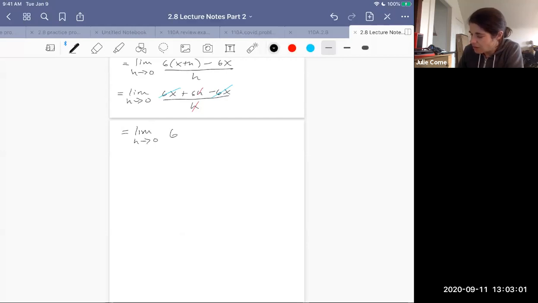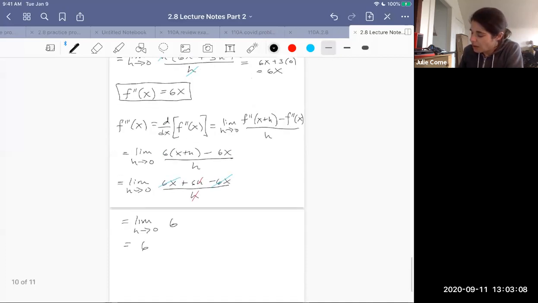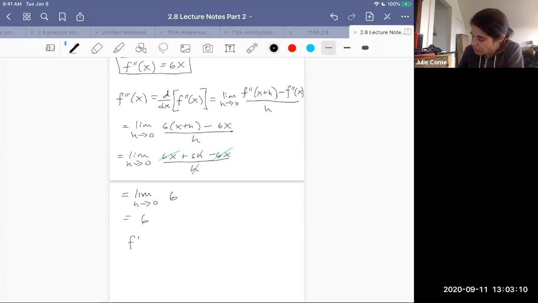And now we can just do direct substitution. There's no h in here. The limit of a constant is a constant. So what we just found is that f triple prime of x was actually just the constant function 6.